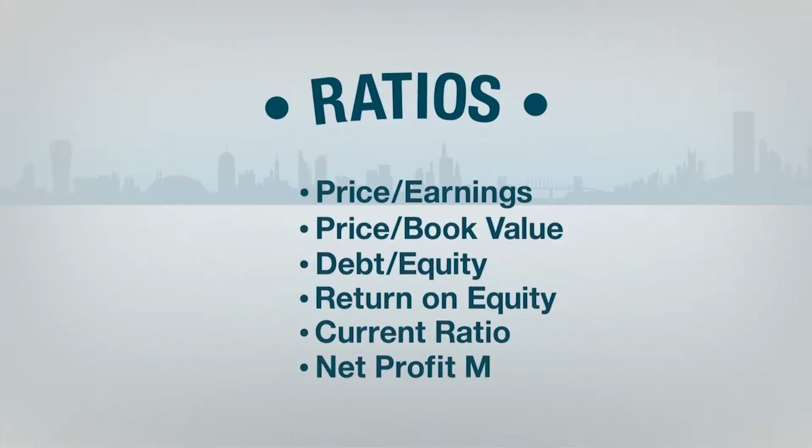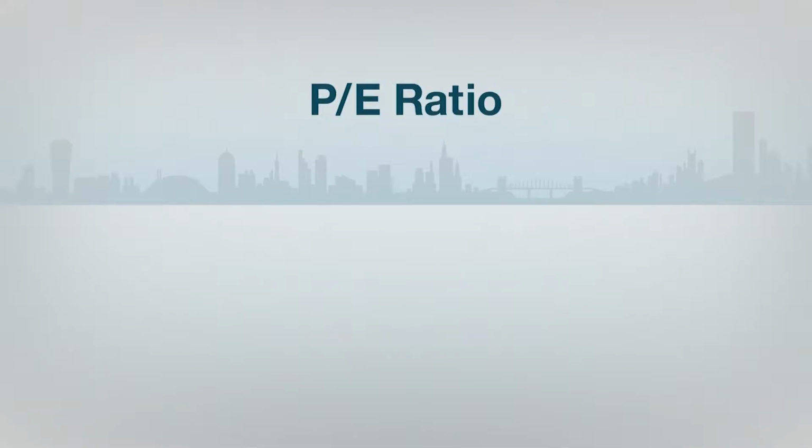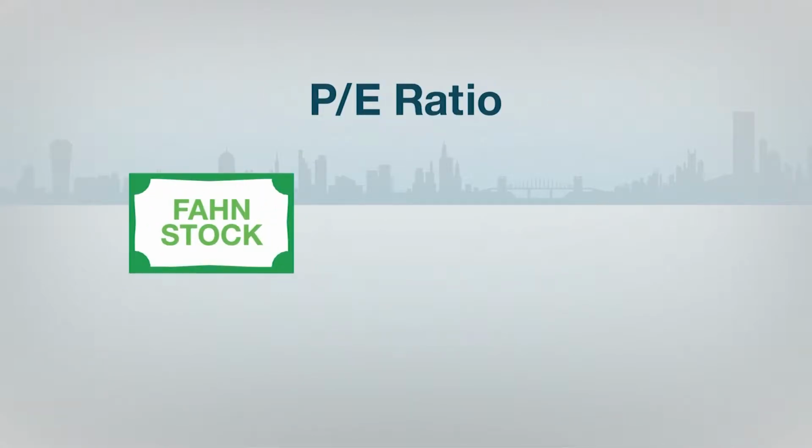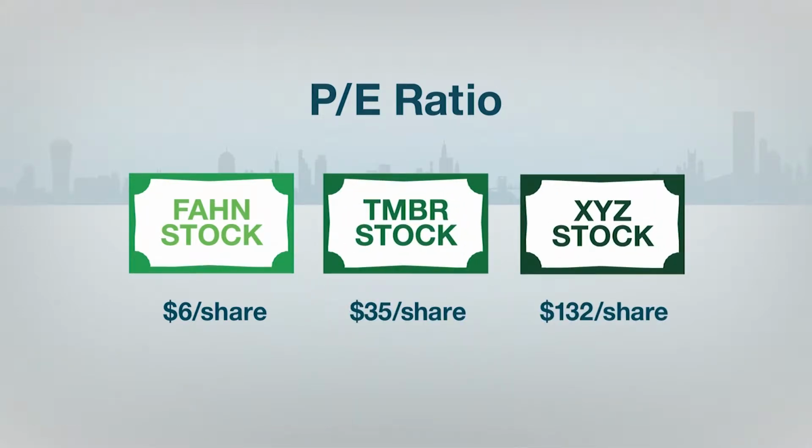There are several ratios that can help an investor compare stocks, but we'll focus on one of the most common, the price to earnings, or PE ratio. Let's say you have one stock that's trading at $6 a share, another at $35 a share, and a third at $132 a share. How would you know which one is the best value?